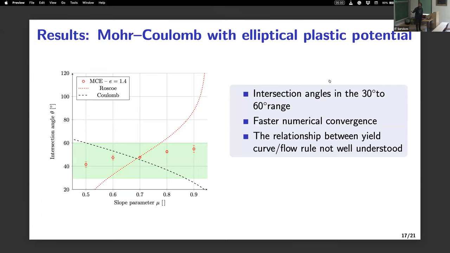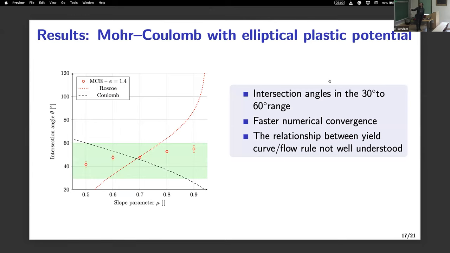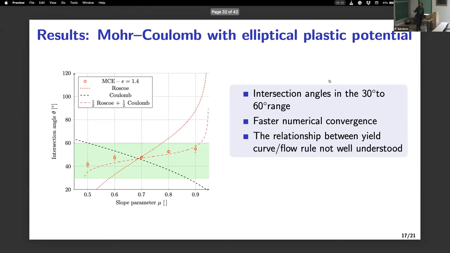You can see here again the intersection angle as a function of the slope parameter mu. That would be really the slope of this blue line here. We can see that first we can have intersection angles in the 30 to 60 degree range. We have much faster numerical convergence, but we still don't really understand how the angles are related to the yield curve parameters. You have here the theory for the Roscoe angle. In black, you have the theory for the Coulomb angle, and it doesn't match. It's a bit surprising, but it matches much better when we use what's called the R triangle, which is half Coulomb angle and half Roscoe angle.